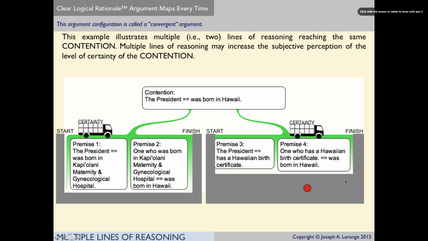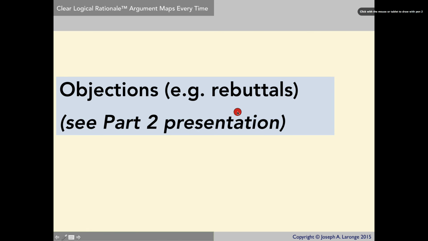So when you're creating your argument maps, you can have more than one logic bridge supporting the same contention. Now, objections or rebuttals is something we're going to talk about in the second presentation, which is part 2. But use this time before moving on to the second one to really get good at creating the affirmative argument.